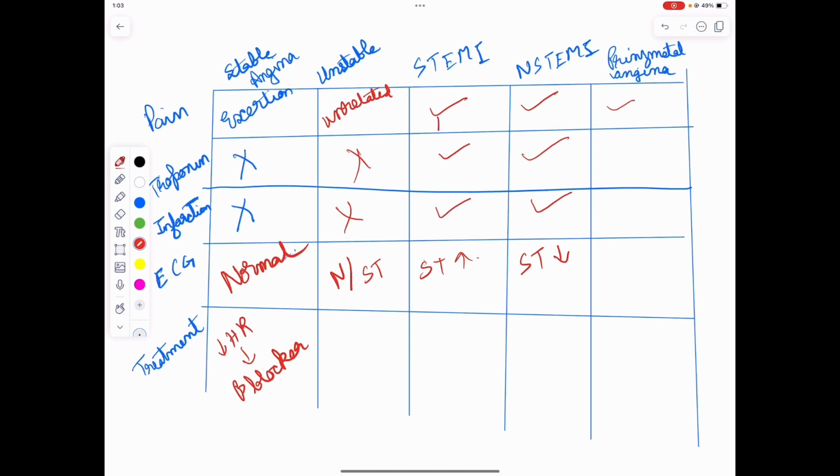In variant angina, there would be pain. See, in all these cases, pain would be present at rest. It is only in classical angina that the pain occurs when the person is doing exertion. Troponin in variant angina: since it is an angina, it will be reduced blood supply and pain, but there would not be anything related, normal or ST elevated. And treatment is CCB.